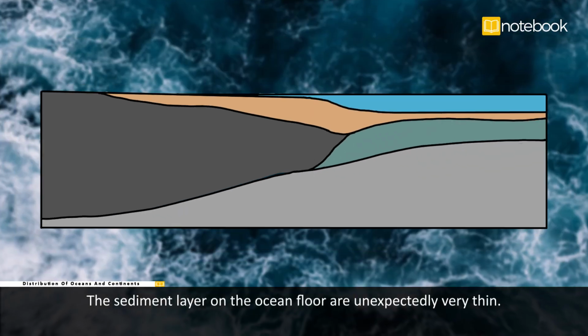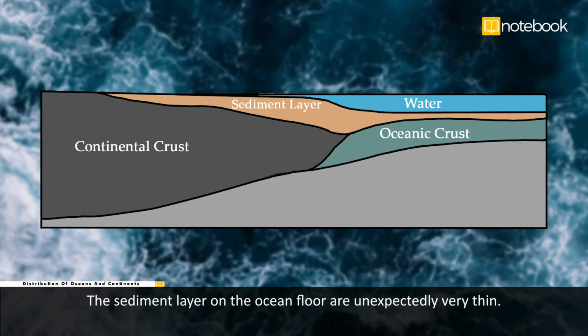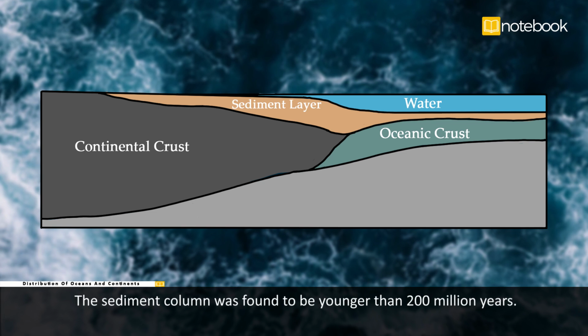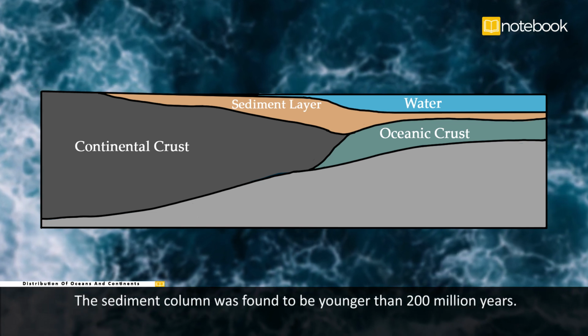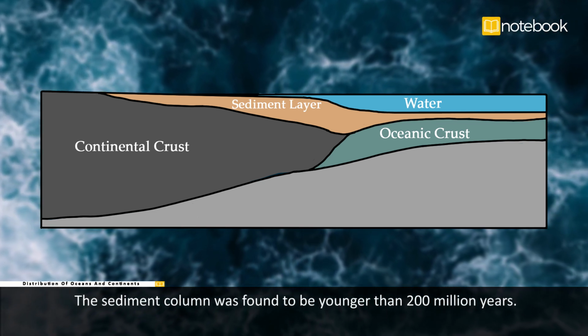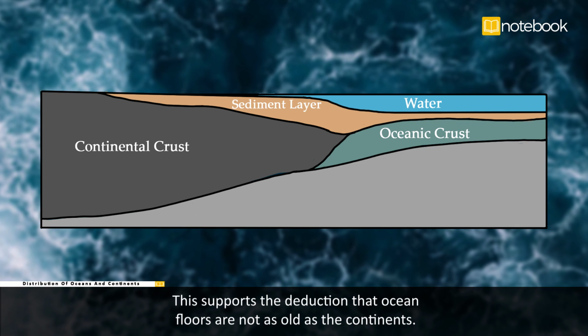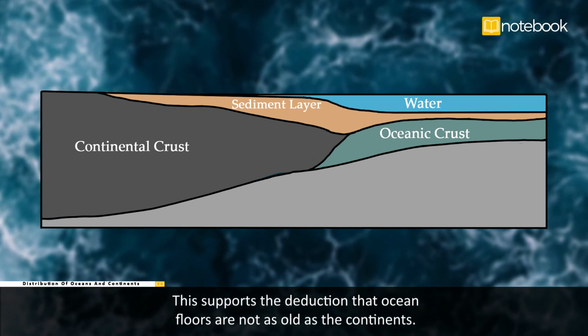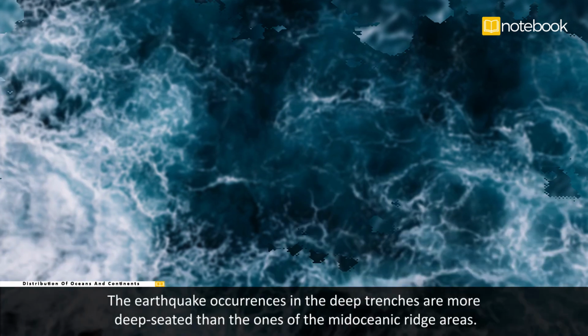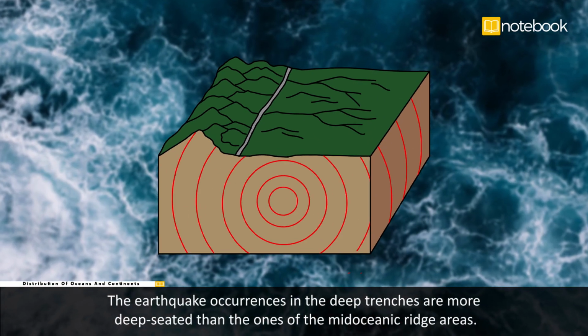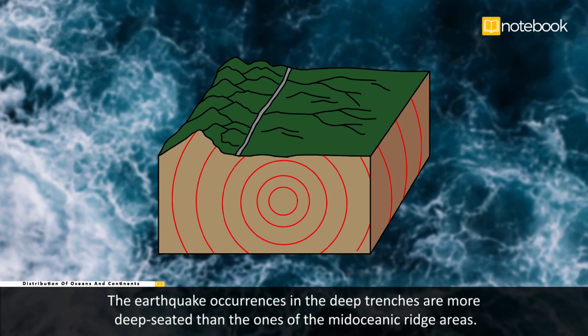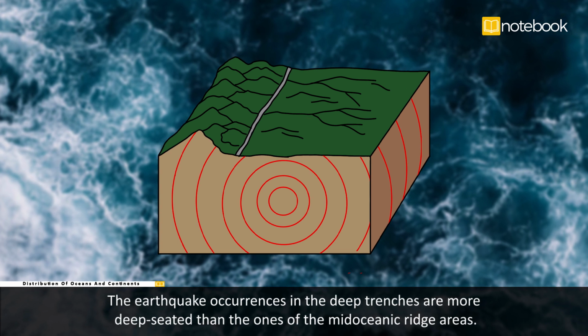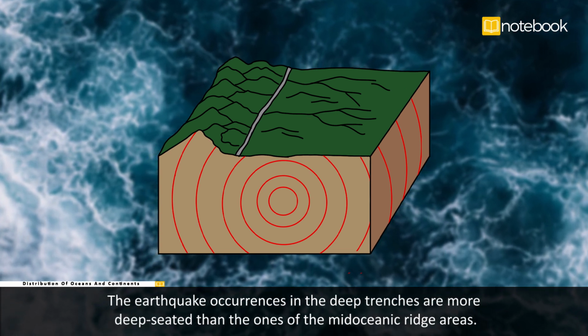The sediment layer on the ocean floor is unexpectedly very thin. The sediment column was found to be younger than 200 million years. This supports the deduction that ocean floors are not as old as the continents. The earthquake occurrences in the deep trenches are more deep-seated than the ones of the mid-oceanic ridge areas.